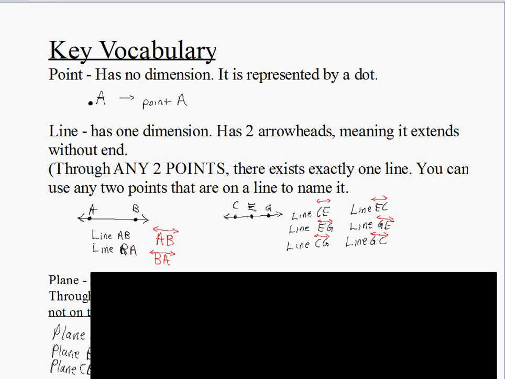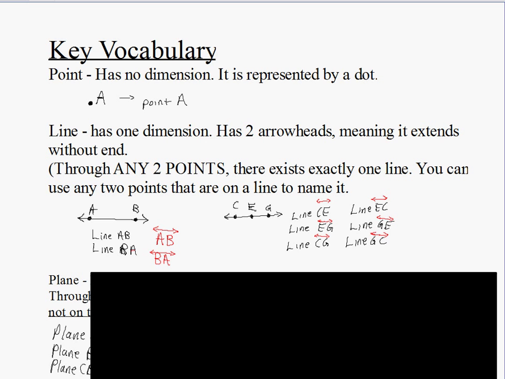Next, line. A line has one dimension and has two arrowheads, which means that it extends without end on both sides. As you're looking at this line, this arrow means it goes on forever in the right direction, and this arrow means it goes forever in the left direction. The one thing you're going to want to remember about lines is that through any two points on the line, for example A and B, the line you're looking at on your screen is the only line that passes through points A and B.